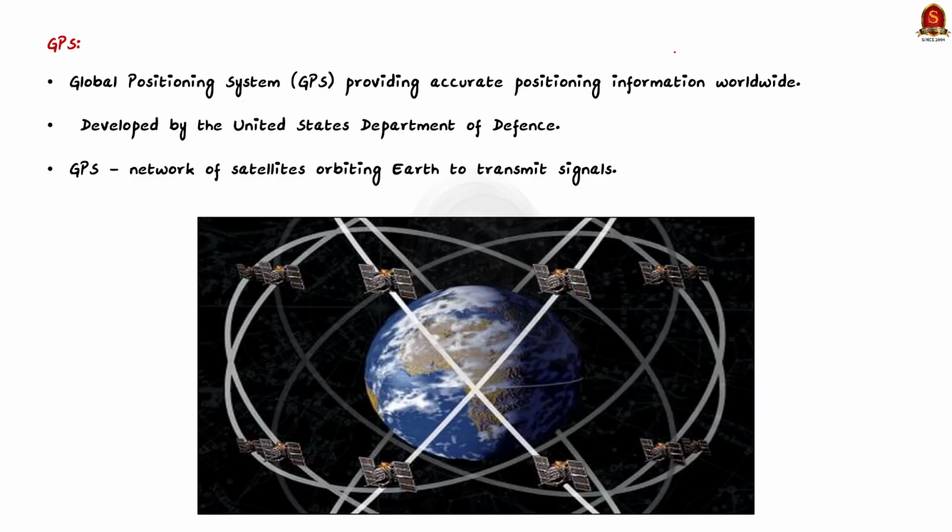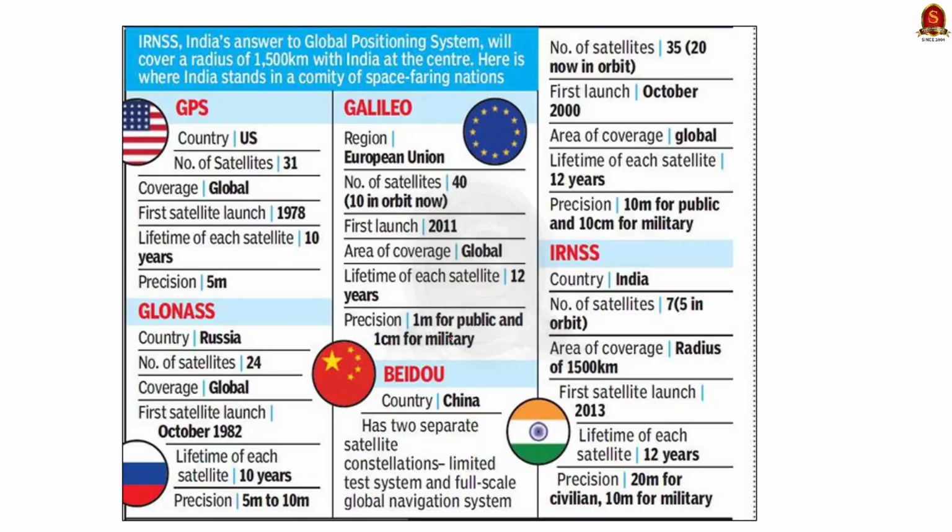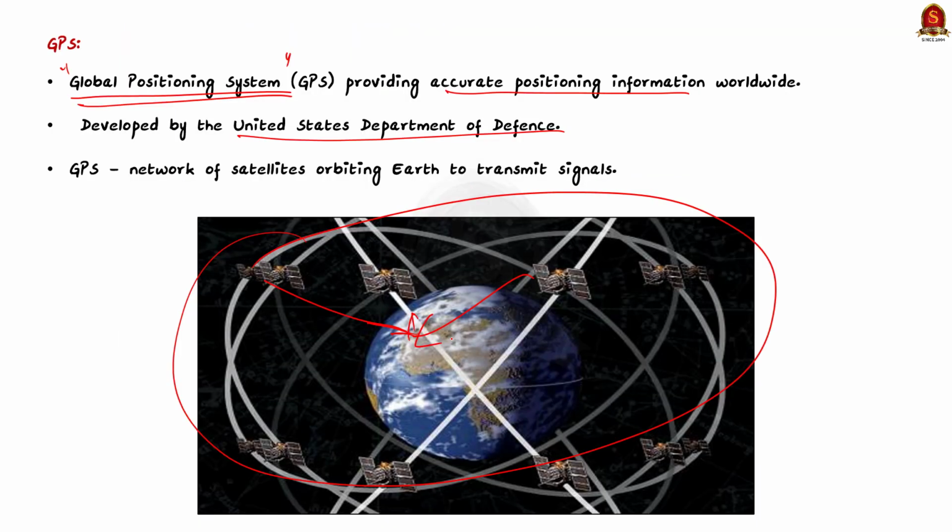So let's start from understanding the basics of GPS. GPS, that is Global Positioning System, revolutionized navigation by providing accurate positioning information worldwide. This was developed by the United States Department of Defense, and it employs a network of satellites orbiting the Earth to transmit signals. These signals are received by GPS receivers on land, sea, or air, enabling users to determine their exact location, velocity, and time. GPS has diverse applications, from guiding travelers and tracking vehicles to facilitating precise timing for financial transactions and scientific research. Its usability in smartphones, vehicles, and various devices underscores its indispensable role in modern life, enhancing safety, efficiency, and convenience across countless domains.